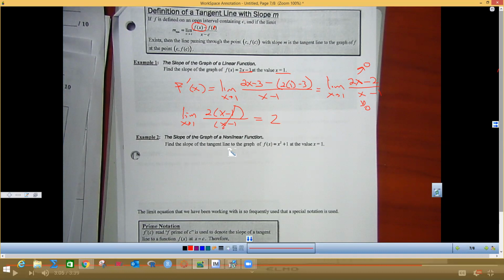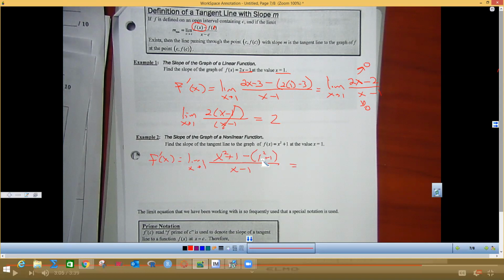Now this says find the slope of a tangent line for this function where x equals 1. So we're going to do the same thing. We're going to say f prime of x is going to equal the limit as x approaches 1. And then now we got a new function. Now we got x squared. I think that's squared. Yes. We got x squared plus 1 minus, now we're going to stick the 1 in there. So we're going to get 1 squared plus 1 all over x minus 1.